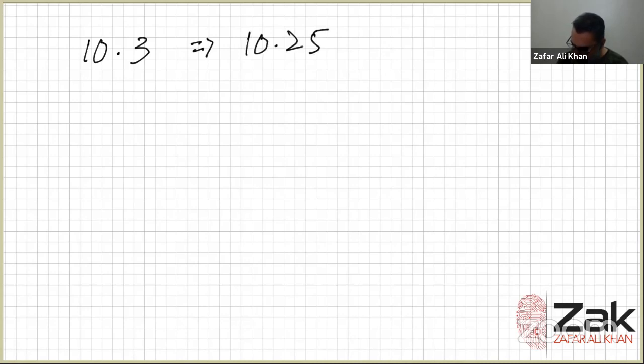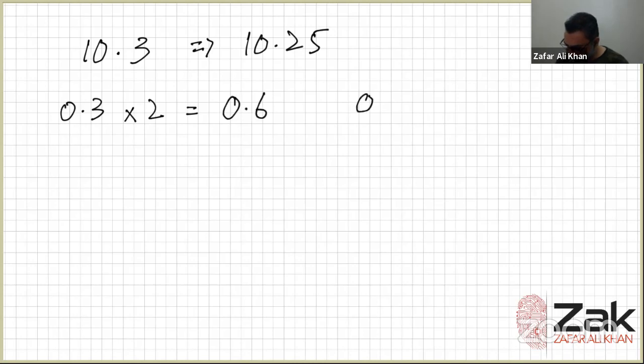Okay. So let's say you have got a number which is 10.3. Either you may go for 10.25, or there is another way: take the 0.3 and multiply it by 2. This will make it 0.3 multiplied by 2. This will make it what? 0.6.